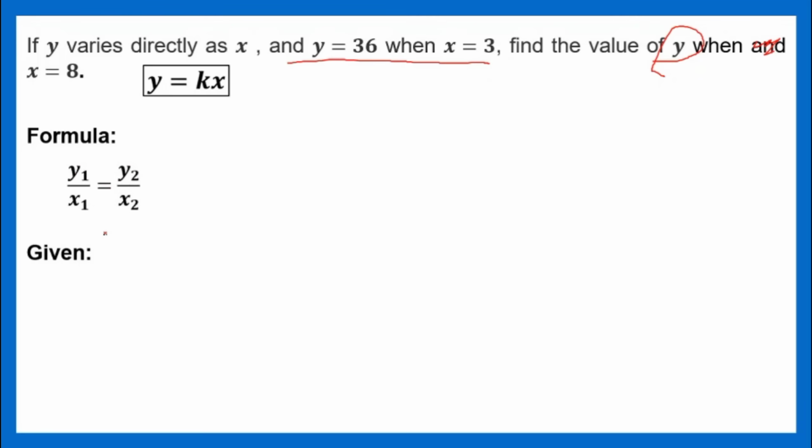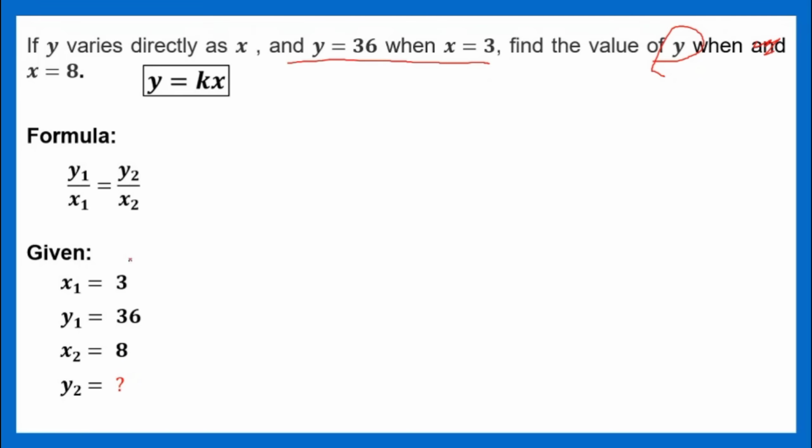Ayan. Tapos, given tayo. So, given x sub 1. So, ang x sub 1 sa una, x sub 1 ay 3. Diba? Ang y sub 1 sa una din, that's 36. Tama naman. Then, ang x sub 2 natin ay 8. Nakalagay naman. Ang y sub 2 natin, siya yung nawawala. Yung pangalawang y. So, question mark yun. So, let's have our solution.